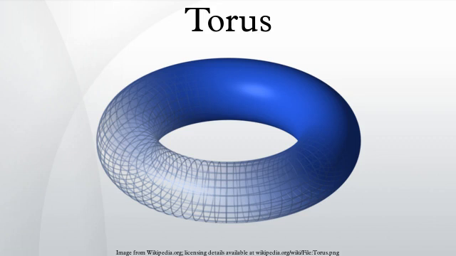In geometry, a torus is a surface of revolution generated by revolving a circle in three-dimensional space about an axis coplanar with the circle. If the axis of revolution does not touch the circle, the surface has a ring shape and is called a ring torus, or simply torus if the ring shape is implicit.